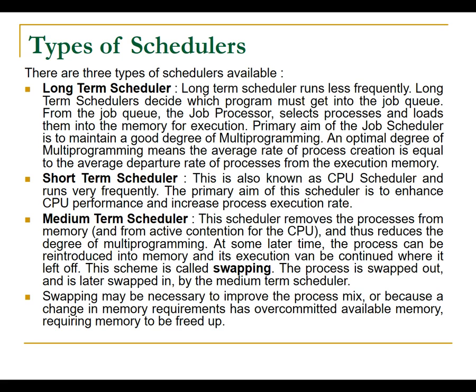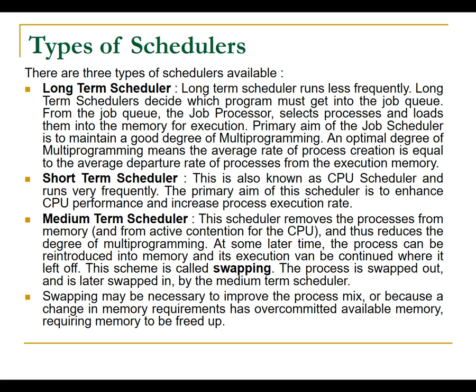The intermediate scheduler, which works in between the long term and short term, is the medium term scheduler. This particular scheduler removes the process from memory and reduces the degree of multiprogramming. At some time, the process can be reintroduced into memory and its execution can be continued where it left off. This scheme is called swapping.